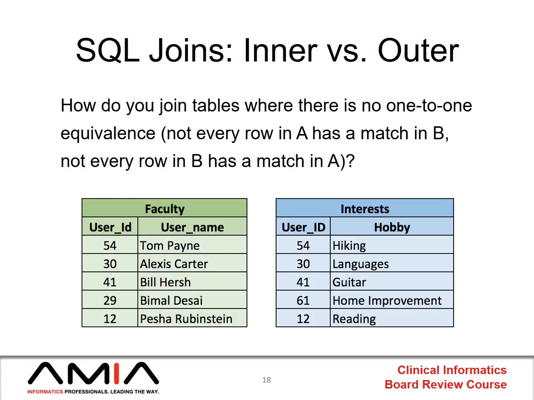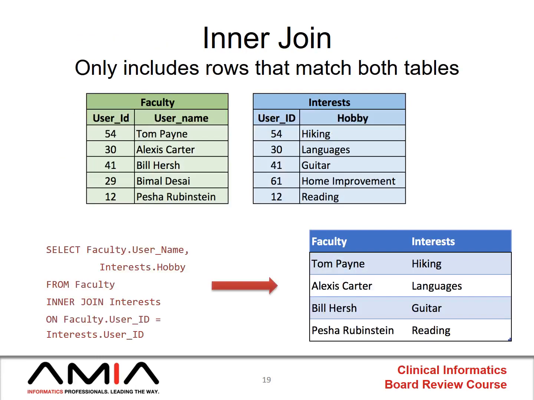So what about those null values? Well, that's when we have to get into the difference between inner versus outer joins. If you want to join a table where there's not a one-to-one equivalence, where not every row in A has a match in B, and not every row in B has a match in A, how do we do that? As we showed in the earlier example, the inner join will only include rows that match both tables.